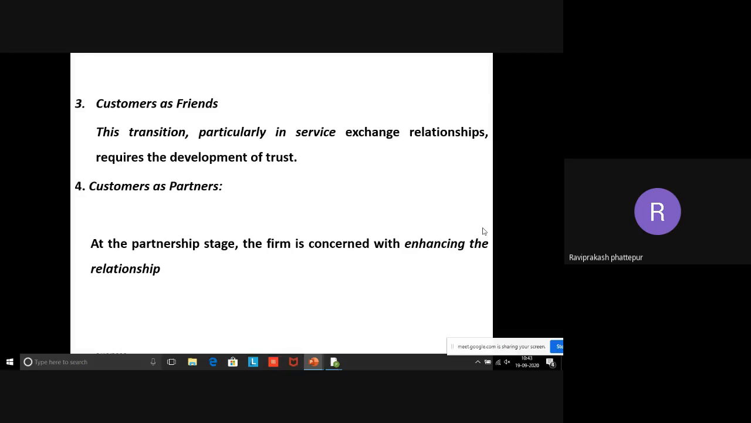Having a transaction or a delivery process and is sending him. So that is where the customer thinks himself as a partner to that particular company who is providing the service to him. Okay, the trust developed in the friendship stage is a necessary but not sufficient condition for a customer-firm partnership to develop.